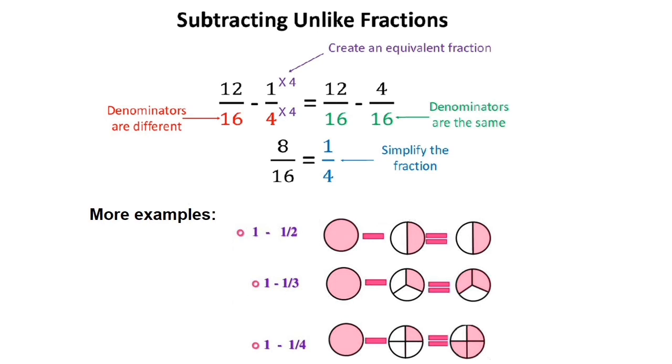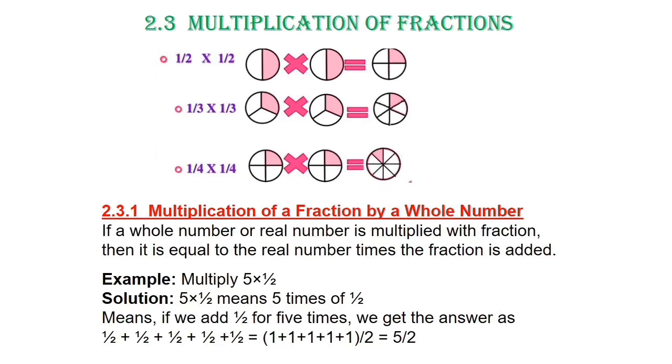Some more examples. First, 1 minus 1 by 2 will give us 1 by 2. 1 minus 1 by 3 will give us 2 by 3. 1 minus 1 by 4 will give us 3 by 4.